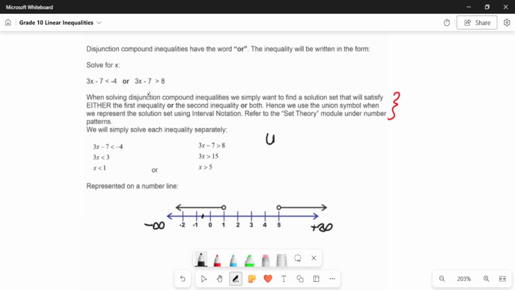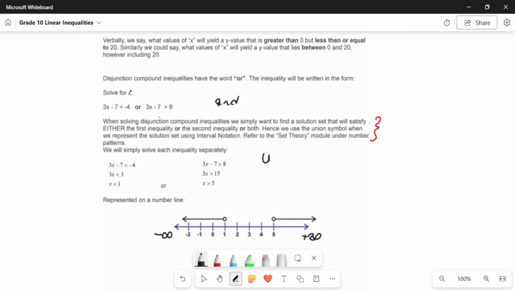If I use the word and, but I can't use it here, it has to satisfy both. Let me repeat that. It has to satisfy both. So that's the reason why it's very important that you understand what the word or means. Or means A, B, or A and B. And means A and B. Strictly A and B. It must satisfy that and that.